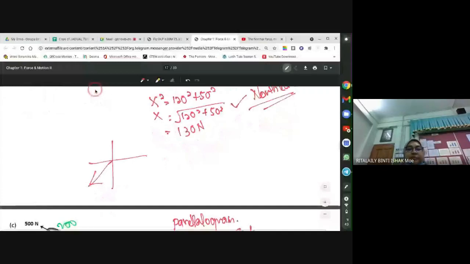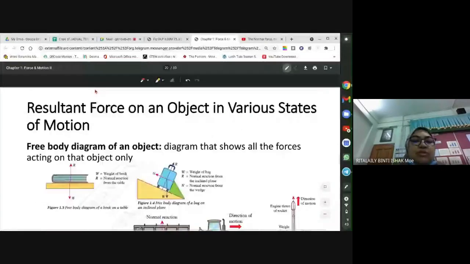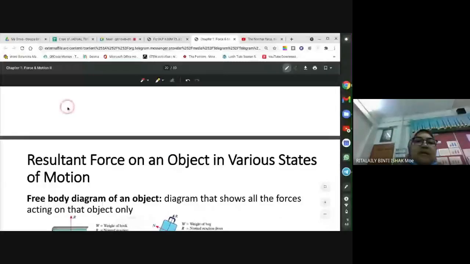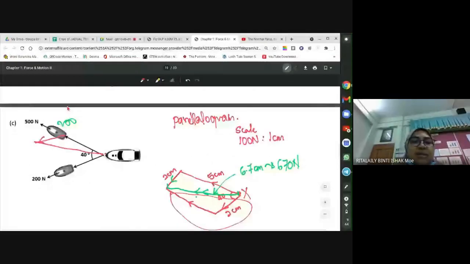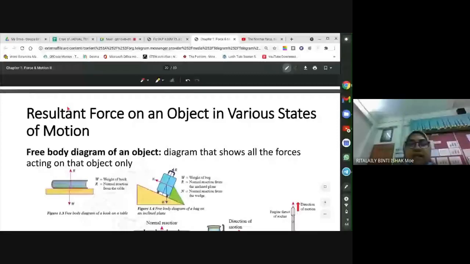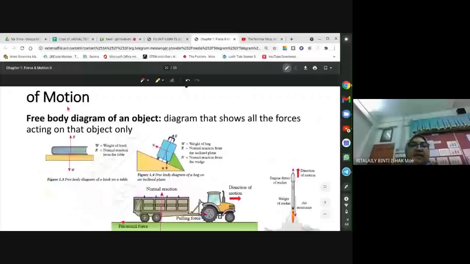So, we have looked into resultant force for parallel forces and also for forces that are not parallel. Now let's look at the resultant force on an object in various states of motion. When we have an object, either the object is at rest or the object is moving.